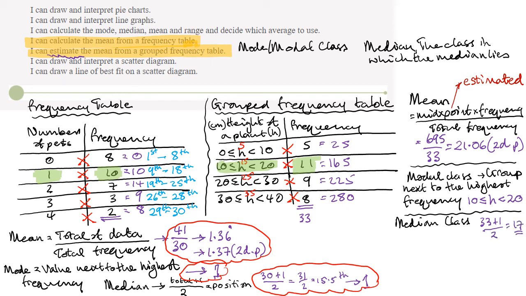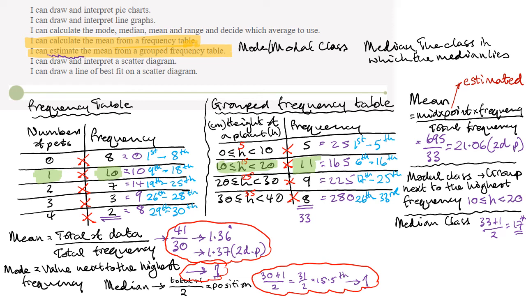So the 17th number is where I find the middle number. So where do I find the 17th number? We're going to do something very similar to before. So this first group goes from the first number to the 5th. 5 plus 11 is 16. So this group goes from the 6th to the 16th number. 16 plus 9, 25. So the next group goes from the 17th to the 25th number. 25 plus 8, 33. So the next group goes from the 26th to the 33rd number.